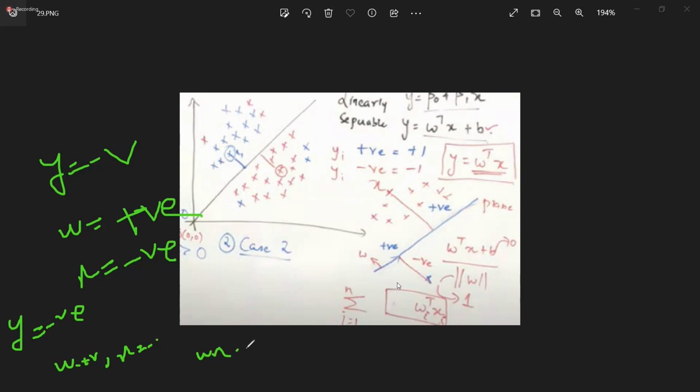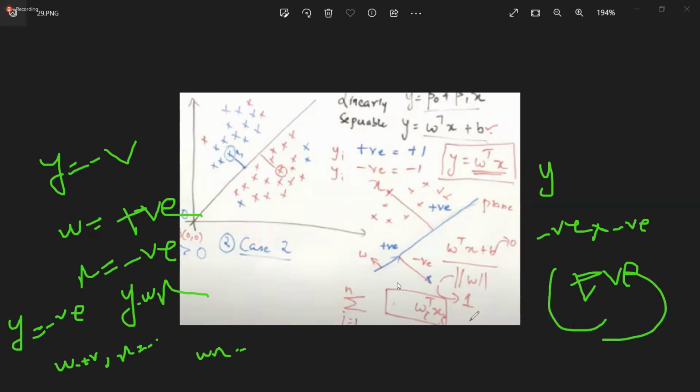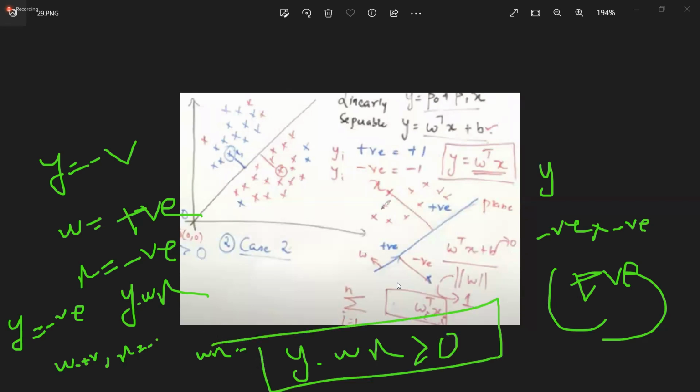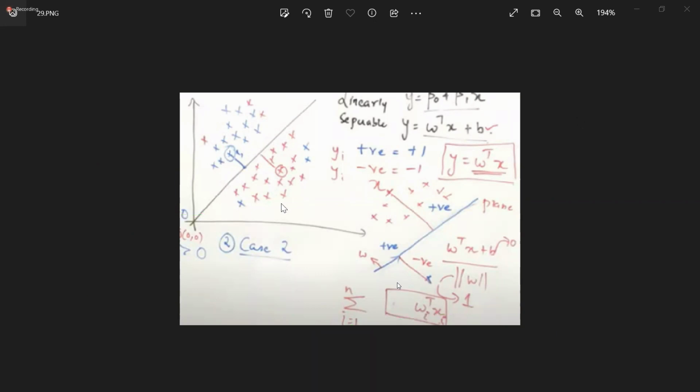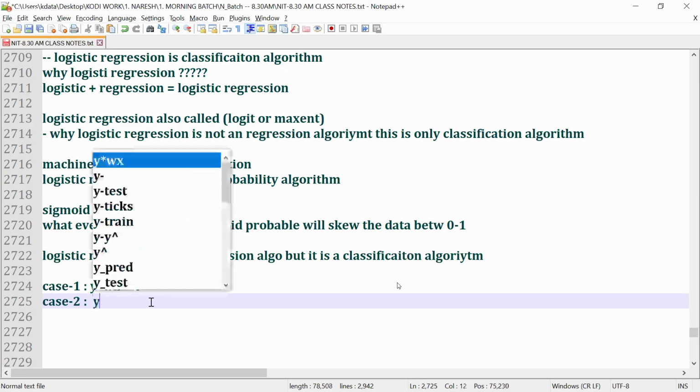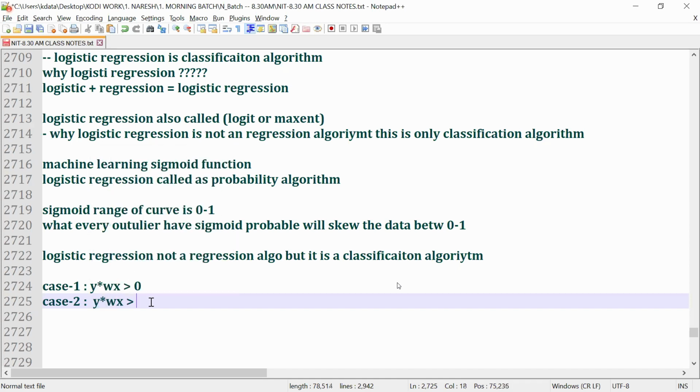Now wx is negative. Can you please tell me whether y into wx is greater than 0 or less than 0? Y is negative, wx is negative, and negative into negative is positive, isn't it? Are you getting my point? So here y into wx is also greater than 0. In both scenarios, very good, Sashi. So in both scenarios, y into wx is greater than 0.